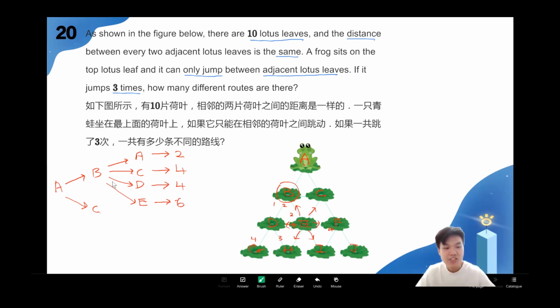Hence, if it jumps to leaf B, it has a total of 2 plus 4 plus 4 plus 6, which equals 16 routes. But this is only if it jumps to lotus leaf B. For the total we need to times 2, which is 16 times 2 equals 32 routes. And that's the answer for question 20.